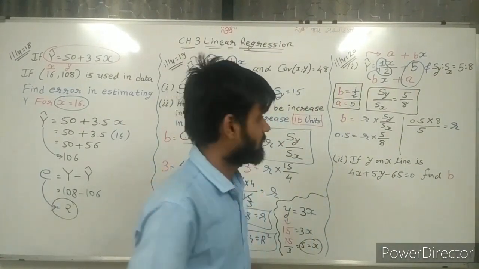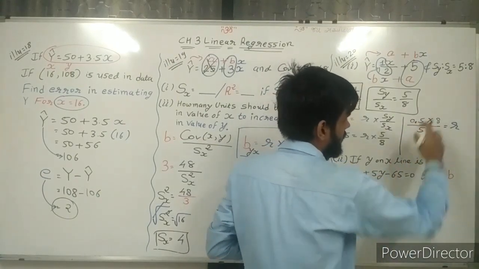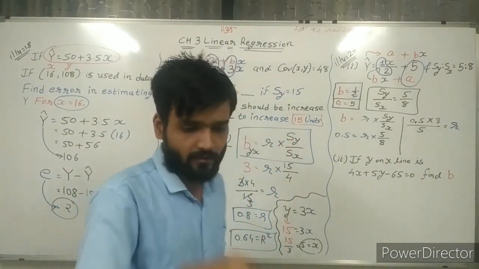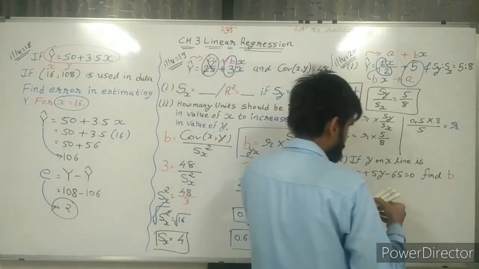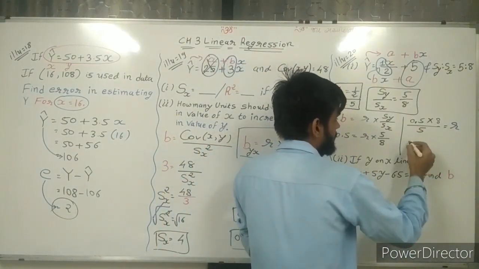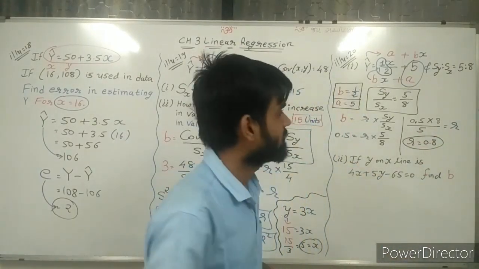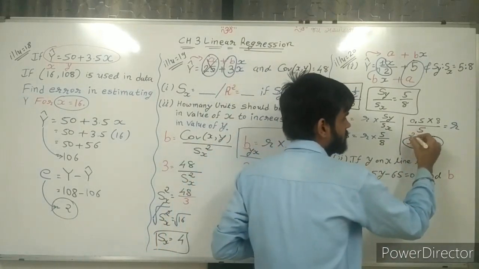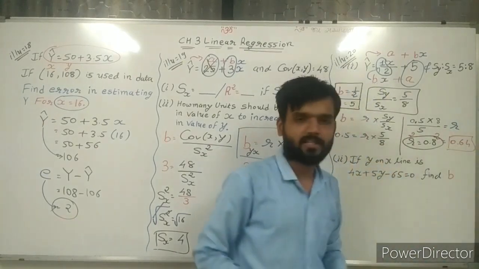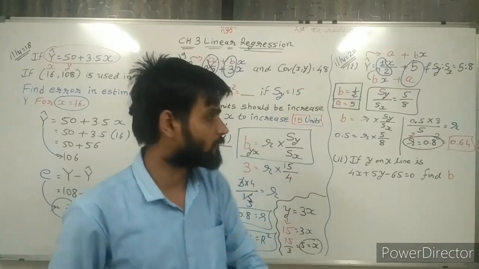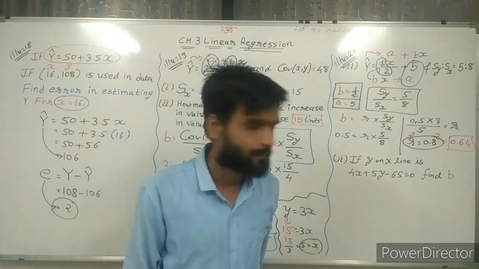Now sir, what is the solution of this? 0.5 into 8 divided by 5. If you find this value, you will get 0.8 as the answer. So r is equal to 0.8. Now what do we need, sir? R square. So make the square of this. Again the answer is 0.64. Coefficient of determination is 0.64. Clear, sir? Complete, 100% clear.